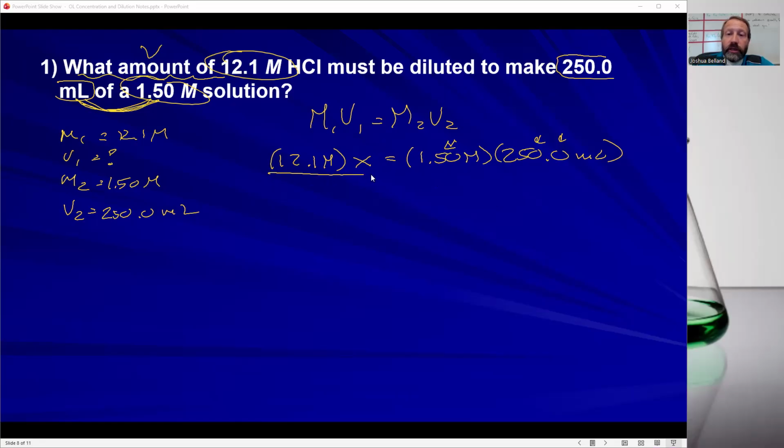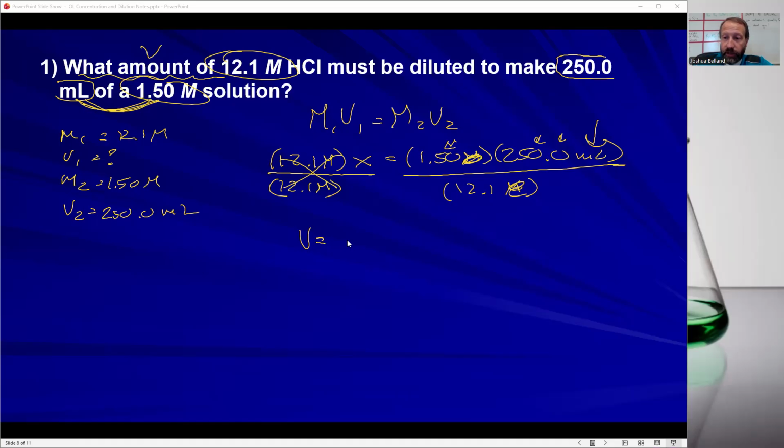I want to just isolate my X. So I'm going to divide by 12.1. And check out what happens to the label when I divide by 12.1. This molarity and this molarity cancel, and some milliliters is the label for my answer, which is great. That works. I put milliliters in, I get milliliters out. If I put liters in, I get liters out. That easy. Okay. So my volume, which is my X, is 1.5 times 250 divided by 12.1.